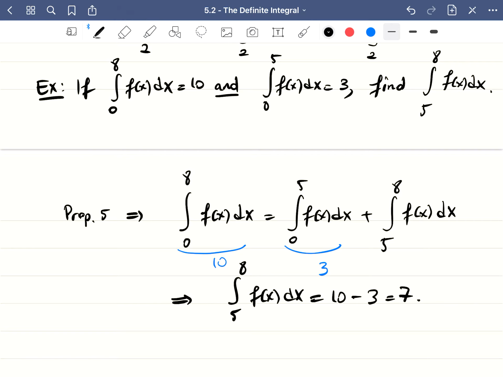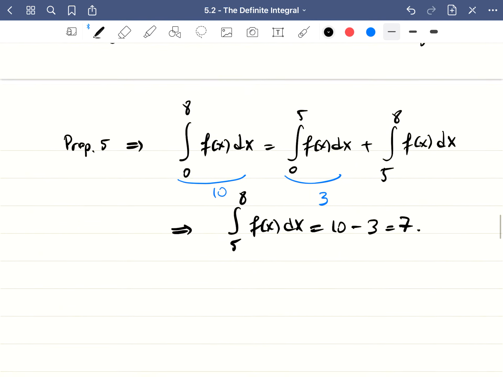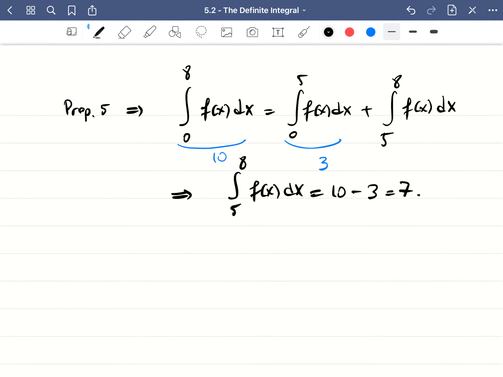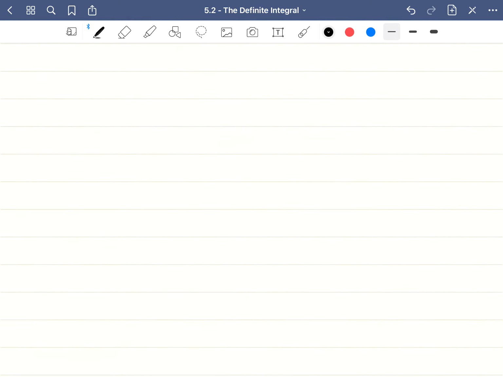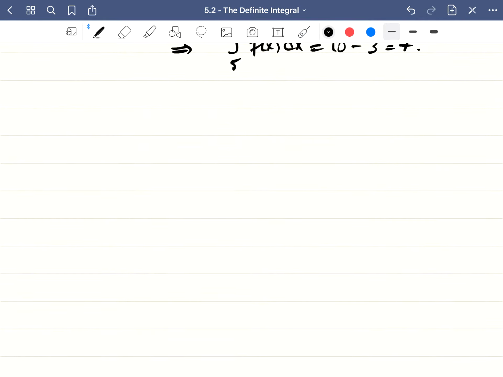Now let's move on to a couple of more comparison properties for integrals, and then we're going to define the average value of a function. So let me just call this the comparison theorem for integrals. This theorem says the following. It has three statements about comparing the values of various integrals.